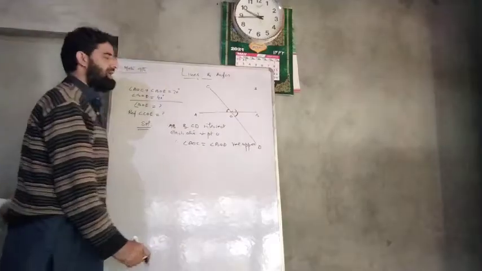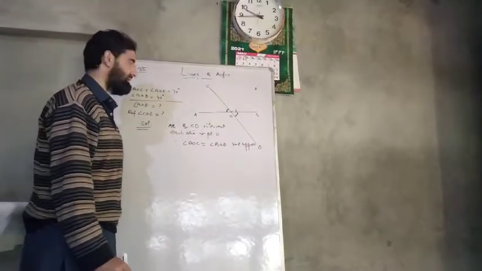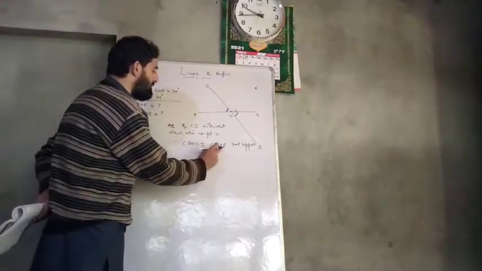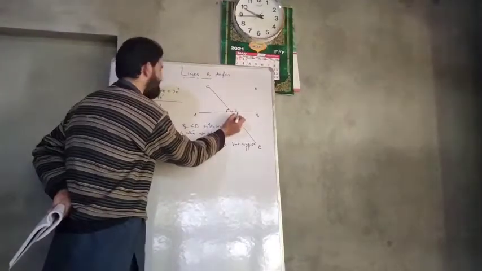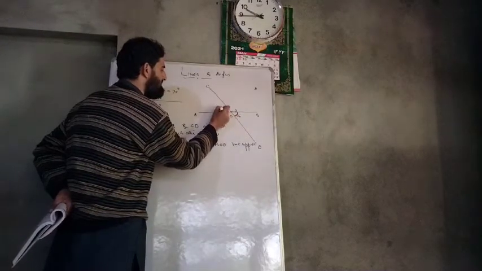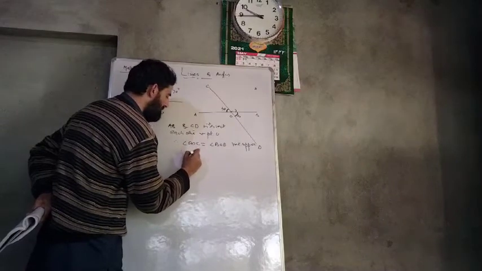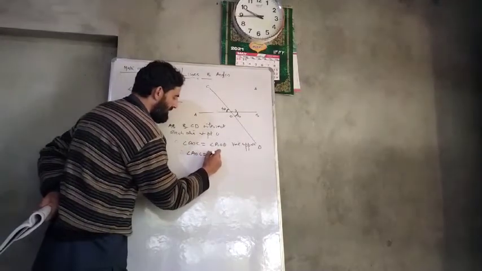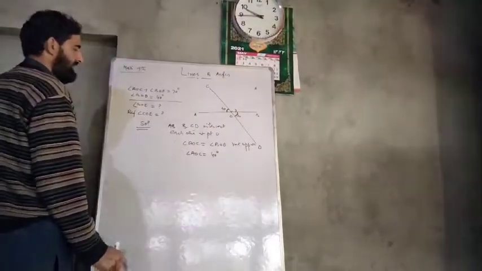In our last class, we proved that vertically opposite angles are equal. Now, angle AOC is equal to angle BOD, but angle BOD is given, this is equivalent to 40. Obviously, this is also 40. And therefore, angle AOC is equal to 40 degrees, as angle BOD is given to be 40 degrees.